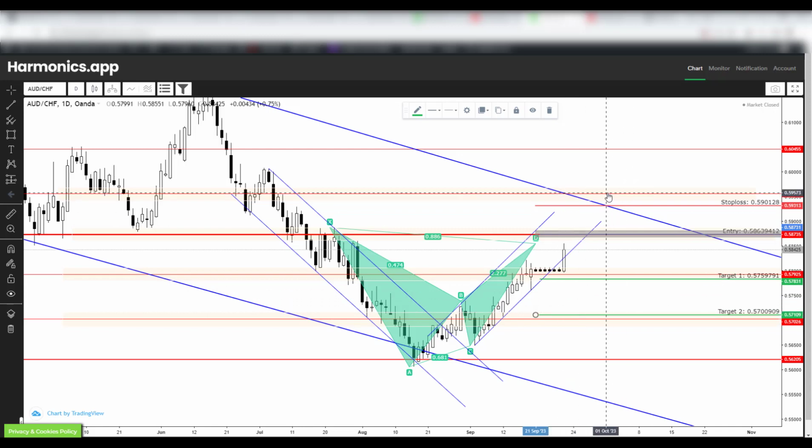So this is the entry I would set up for this case, for this Australian dollar against Swiss franc, the trading idea for this bat pattern. So we will see next week how it looks.